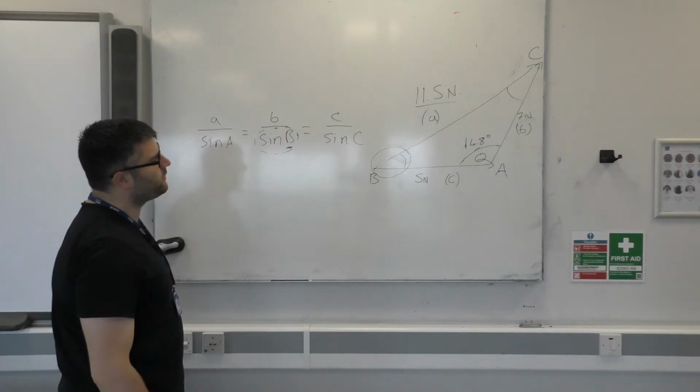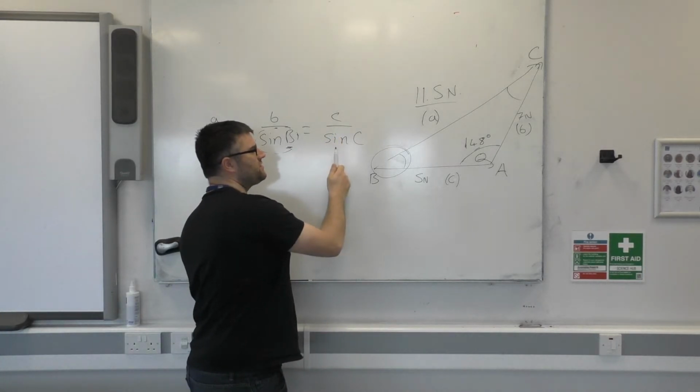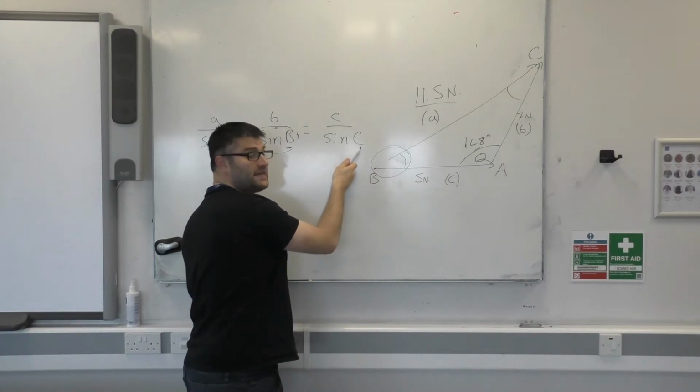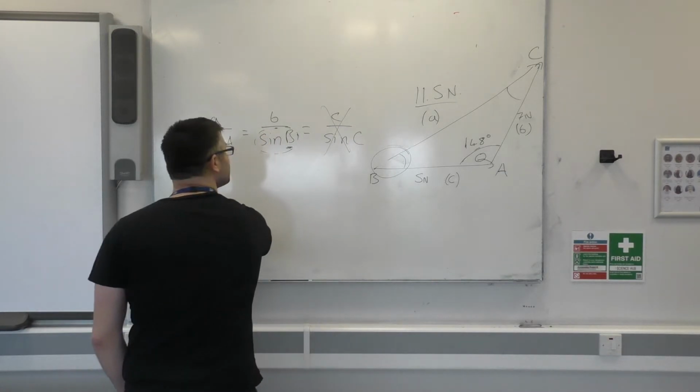Now, what information have we got? Have we got C and sine C? Well, we know what C is, but we don't know what sine of C is because we don't know what the angle C is. So, we can't use this one. In fact, I'm going to rub it out just to clear up some space.